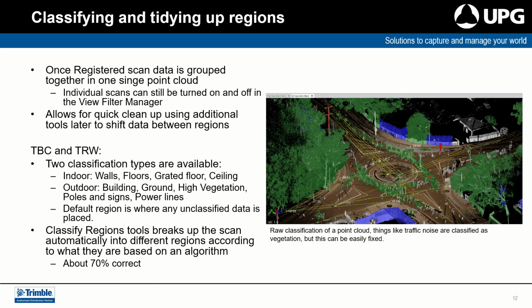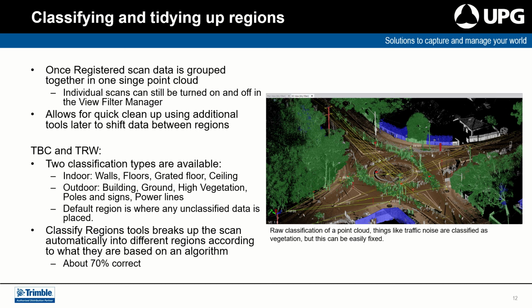The classification of regions tool within TBC and in RealWorks allows the data to automatically be broken up into specific regions. These regions will allow you to then turn on and off subsets of the data to quickly see what you're specifically looking for in a project and narrow down into a specific area very easily. This step is fairly quick, and it will save you hours if you were manually putting the data into different regions yourself.